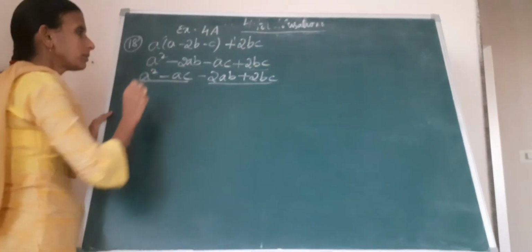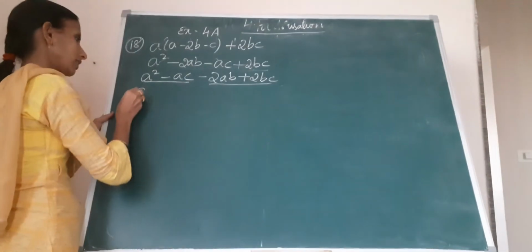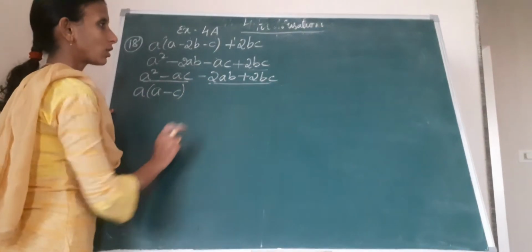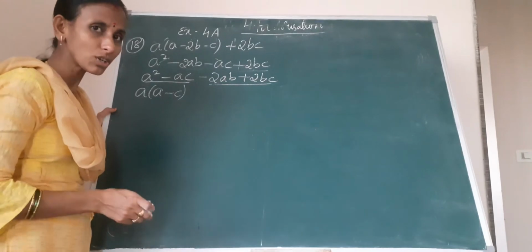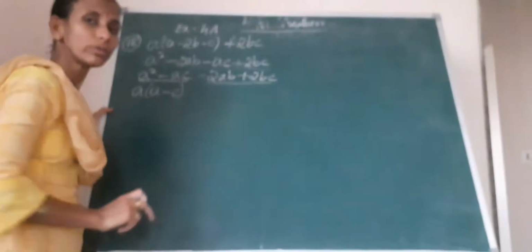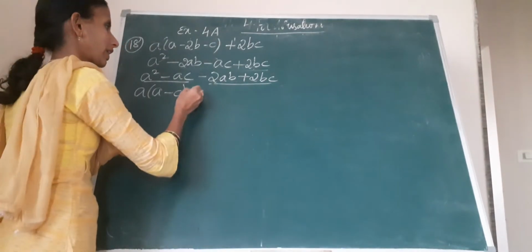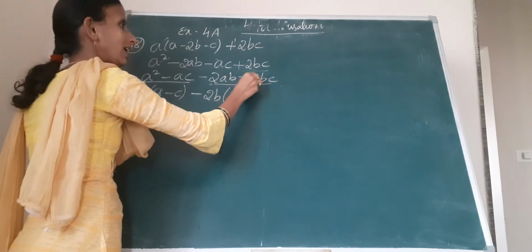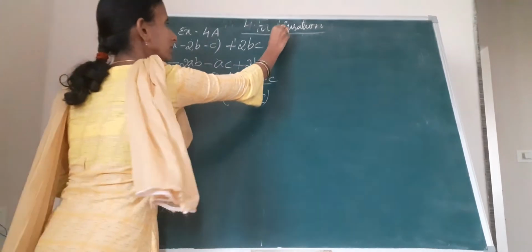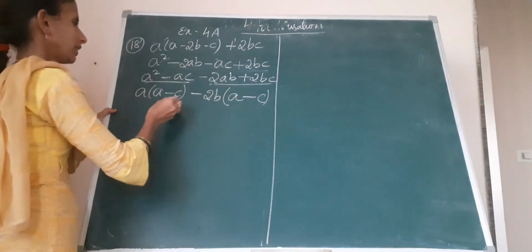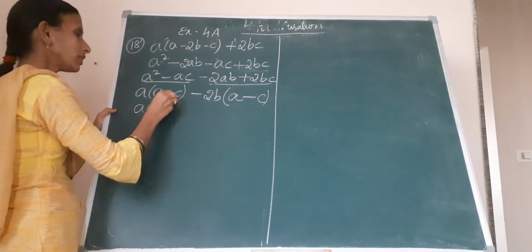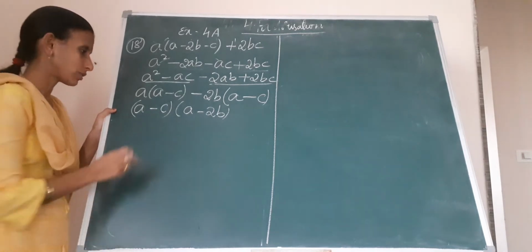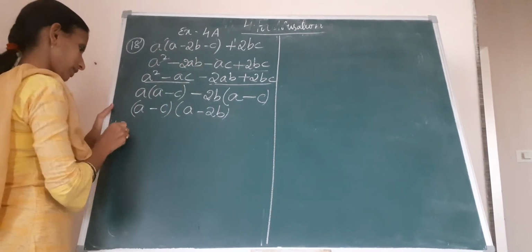Okay. So in these two terms what is common? A is common here. A into a minus c. Here what is common? 2 is common, b is common. So 2b I am taking out as a common. Now these are the factors of this expression.